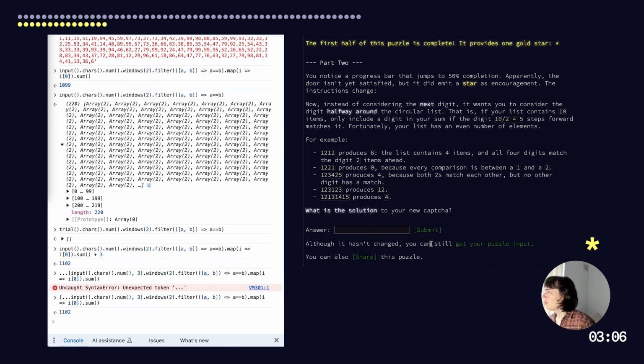Part 2. What's the solution to the new captcha? Let's consider the next digit. Now we want to consider the digit halfway round the circular list. Sum if the digit... Okay, right.